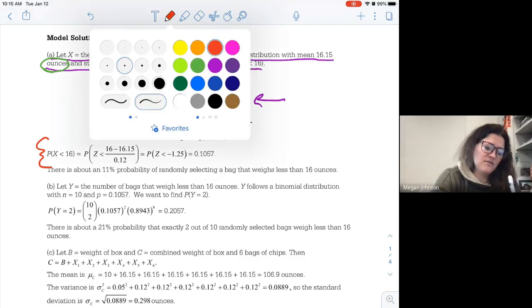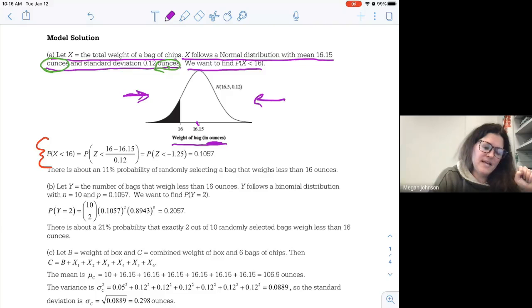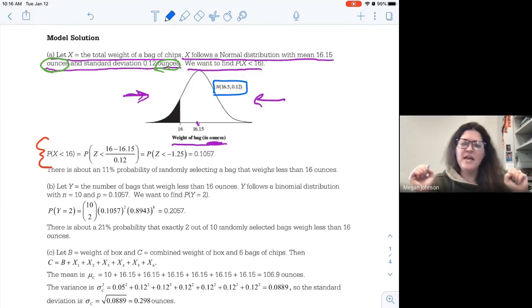So you can see on here, they have 16.15 marked. They labeled their graph, okay? The weight of the bag, and they put in ounces in parentheses. Again, context, that's really important. This guy right here, I want to talk about this little set of parentheses that they have as part of their graph. That capital N stands for normal. So what this little set of parentheses says is, this is a normal distribution with a mean of 16.15 and a standard deviation of 0.12. That's what that set of parentheses says right there.